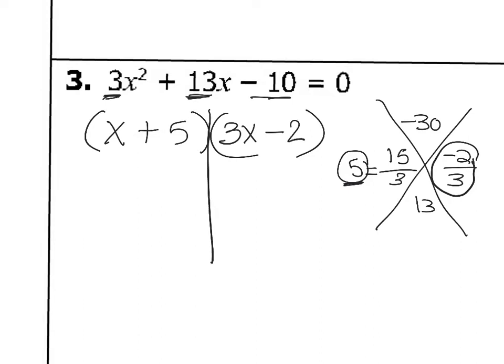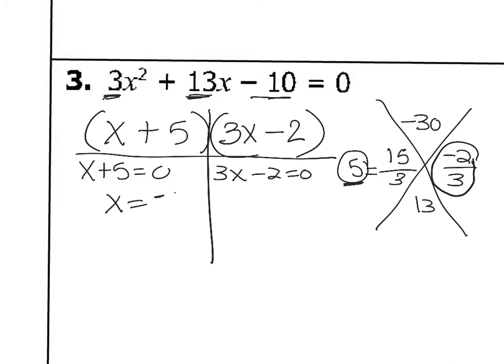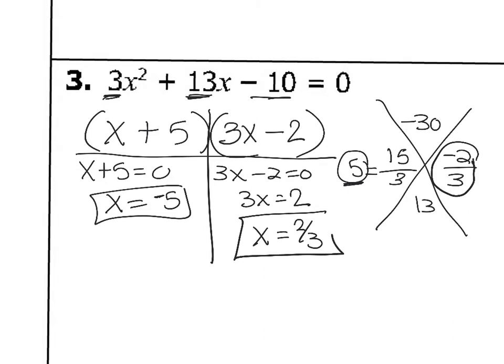All right, so now let's just set them to 0 and solve. So this is going to be -5. And then we got 3x equals +2, and then divide by 3, so x equals 2/3. So your x-intercept is going to be at 2/3 on the x-axis and at -5 on the x-axis. So it'll look something like that.